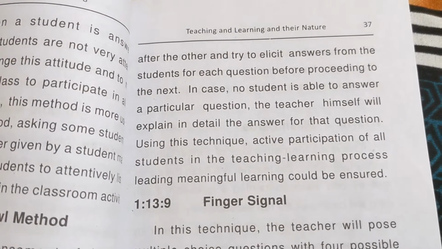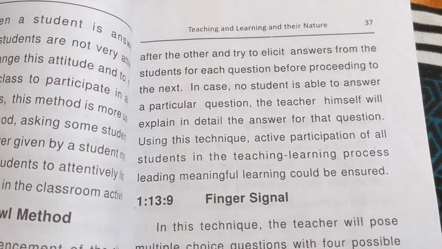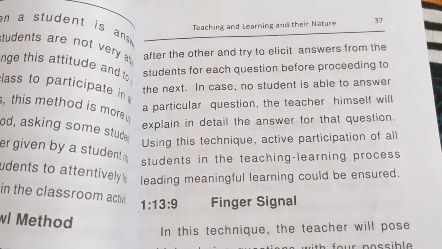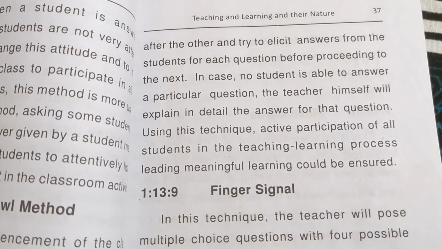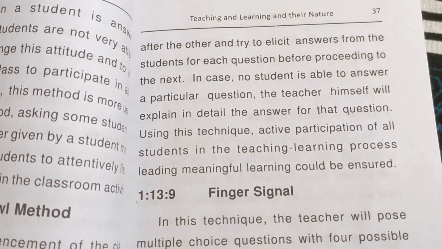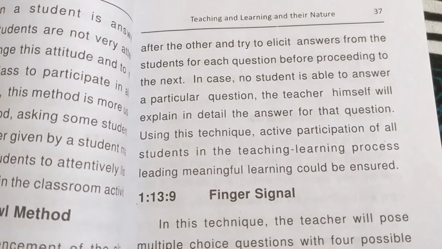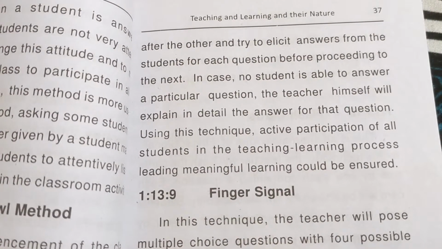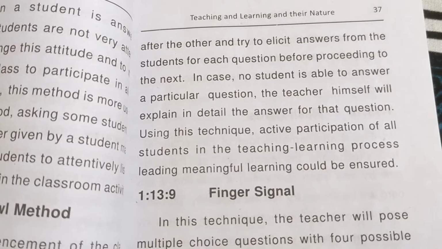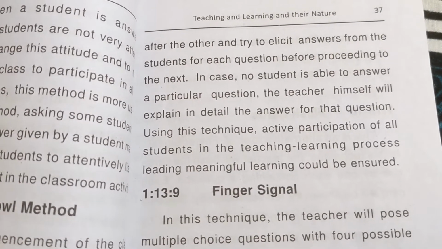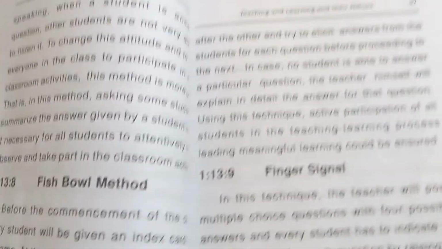Because all students are participating in the class. When a question is asked, if some other student knows, that student will answer. If no one knows, the teacher will answer. So active participation is done, and when this method is followed, everyone is able to clarify all their doubts. So this is the main purpose of the fishbowl method.